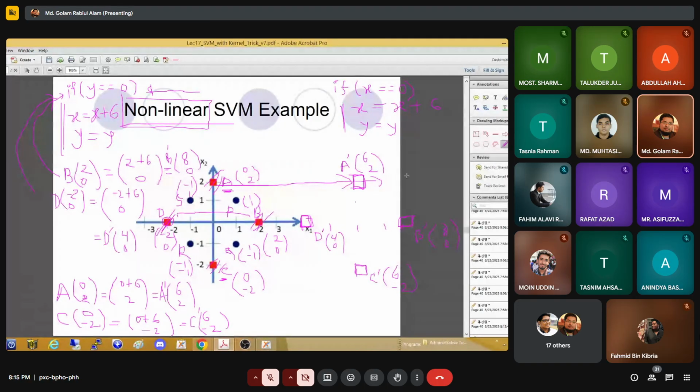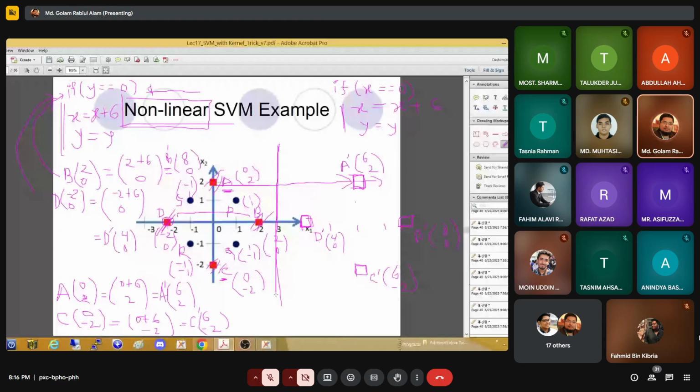Okay. So now we can see that all the negatives and all the positives are linearly separable, because now we can draw a single line equation to separate the positives from the negatives.